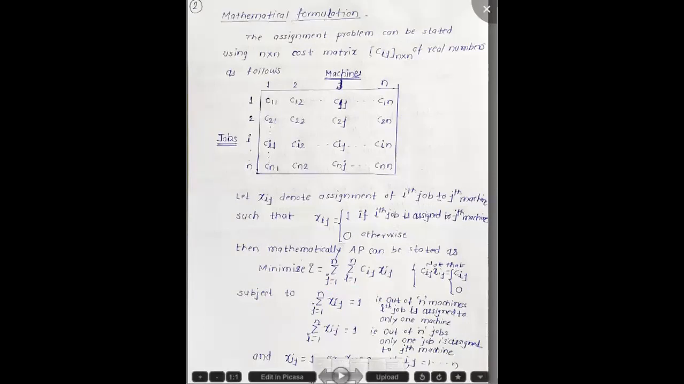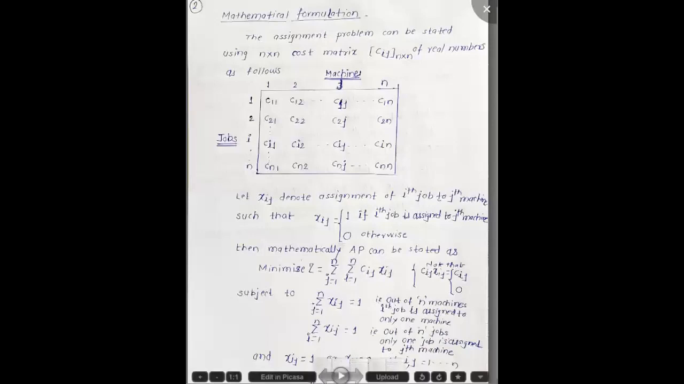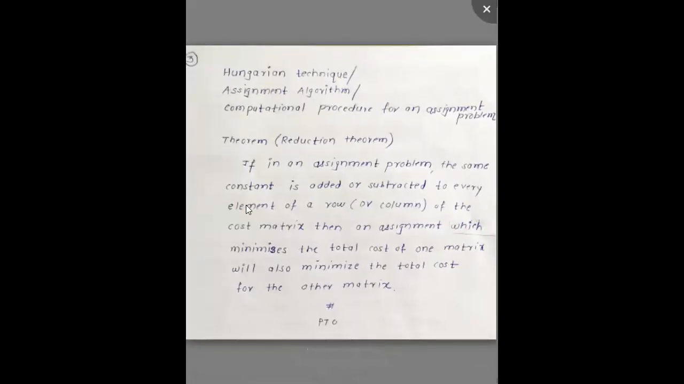Now we will see the method of solving this assignment problem. The method of solving an assignment problem is known as the Hungarian method or Hungarian technique. It is also called the assignment algorithm. Algorithm means computational procedure for an assignment problem. So here is one theorem.